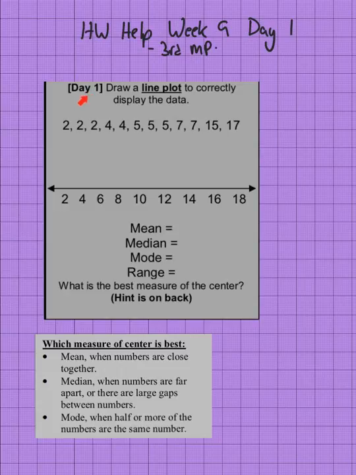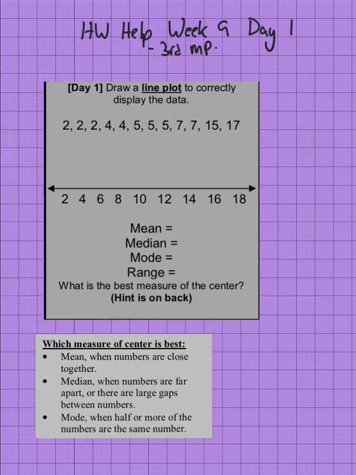So in this first one that I'm going to help you with, or the only one, it says draw a line plot to correctly display the data. Now make sure this is not a box plot. It's a line plot or a dot plot. So I'm going to take all these numbers and basically put X's or dots where they belong.